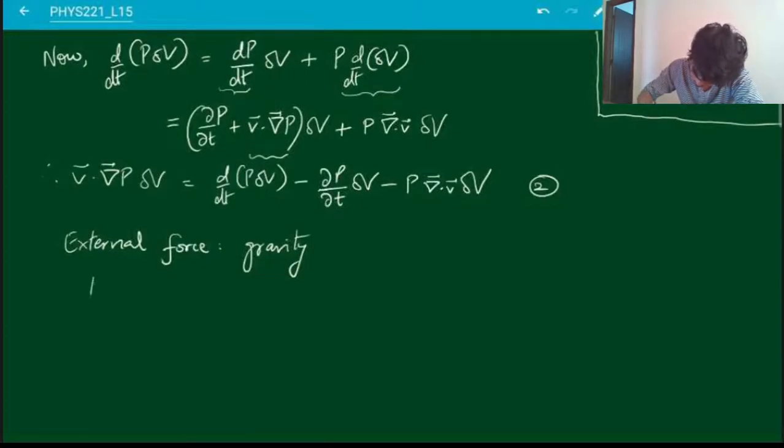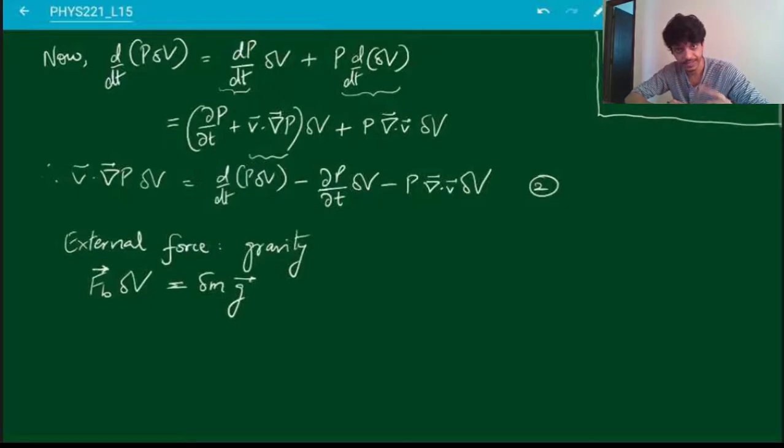So FB delta V. See, FB is the force density, force per unit volume. So FB times delta V is just the force that is acting. So this is just delta M times G. And I'm going to write G vector to indicate the fact that there is a direction to it. It's acting in the downward direction.